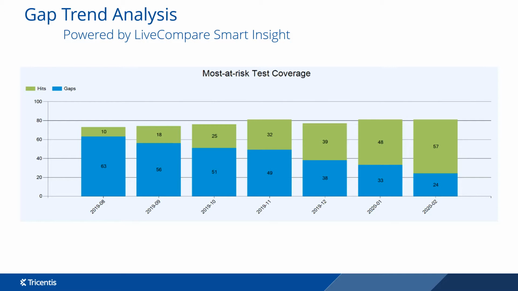Let's say we implemented LiveCompare back in August, and at that time, of the 73 most at-risk objects identified, only 10 had related test cases. The other 63, represented in blue, are gaps. Now we see the gaps trending down. In fact, the latest month, there are only 24 gaps, which means that we're starting to build more and more test cases based on transactions that we use in production. They're business critical. They're getting impacted and most at risk by our change events. And they're definitely ones that we should consider building test assets for.